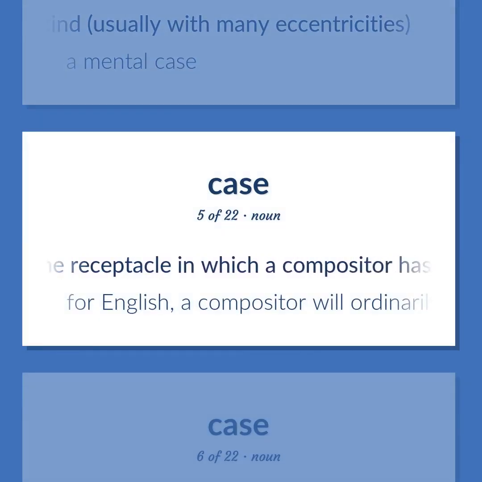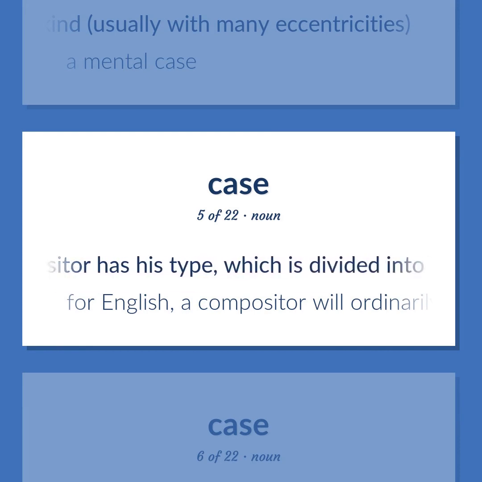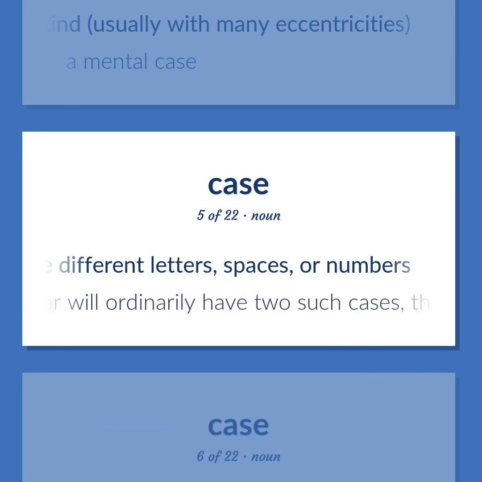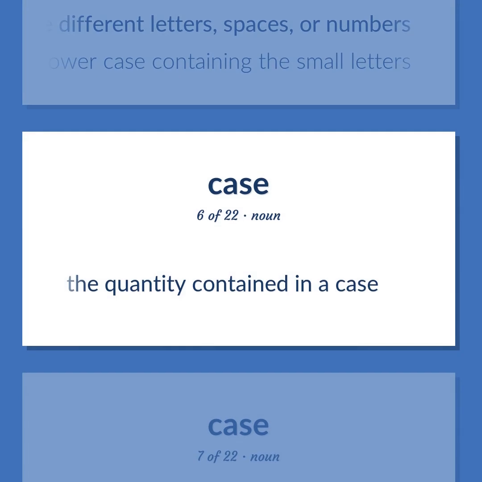Printing. The receptacle in which a compositor has his type, which is divided into compartments for the different letters, spaces, or numbers. For English, a compositor will ordinarily have two such cases, the uppercase containing the capitals and the lowercase containing the small letters. The quantity contained in a case.